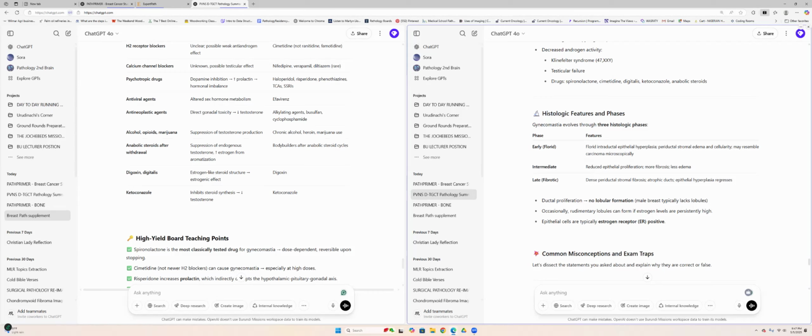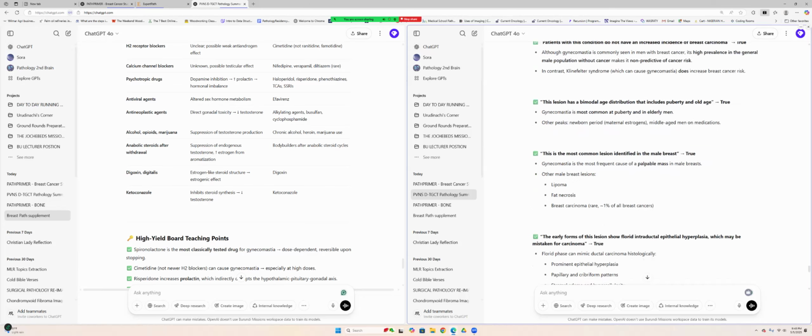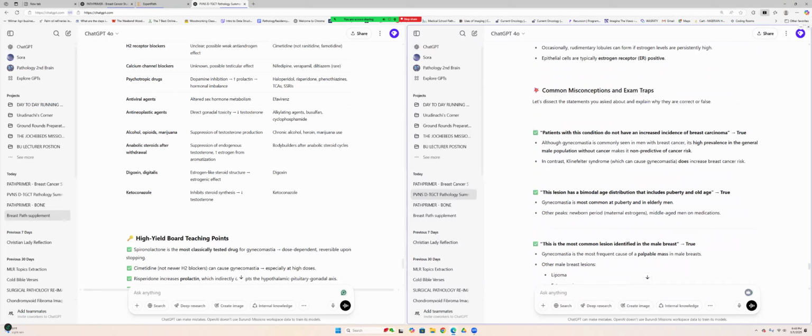Now, you notice that, like we said earlier, we don't usually have lobular formation because the male breast typically lacks lobules. Rudimentary lobules can form if estrogen activity is persistently high. Epithelial cells are typically estrogen receptor positive. Patients with this condition do not have increased risk of breast cancer. True or false? True.